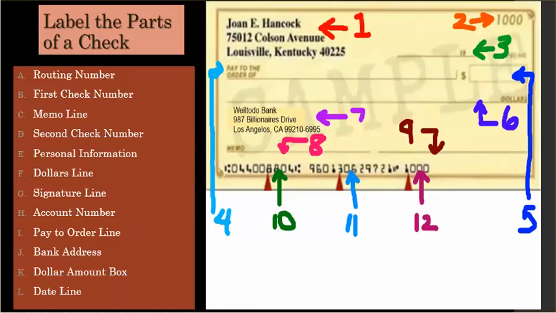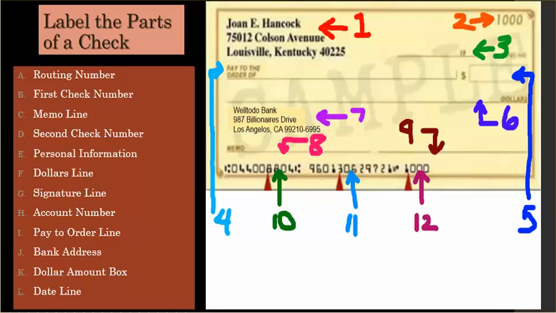Label the parts of a check. At the right, you can see that numbers are pointing to the areas that need to be labeled. At the left, these are the letters that you'll be choosing to label the parts.